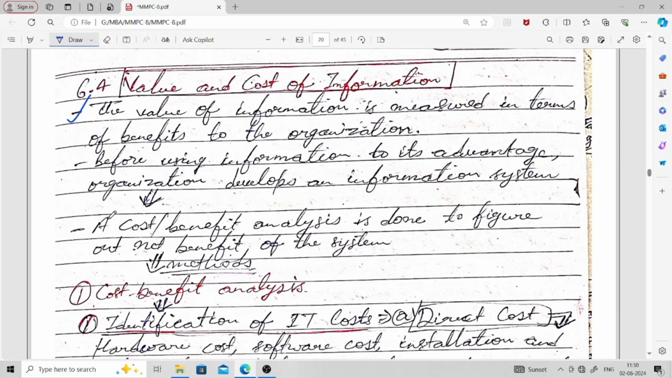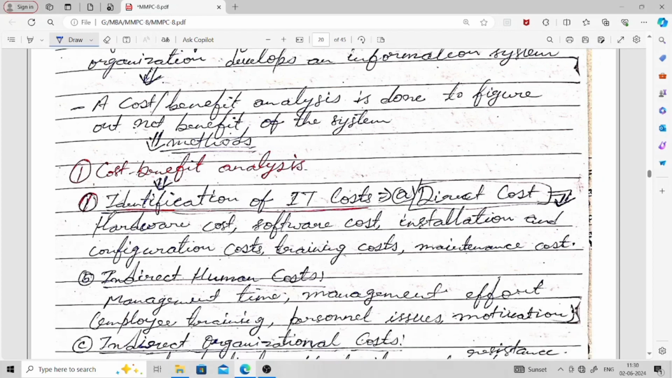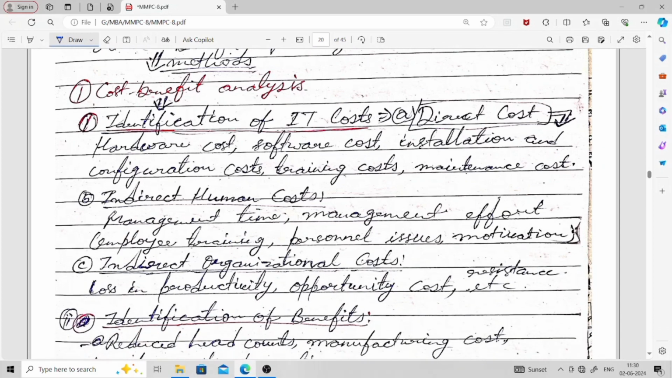Then what are the different methods for analyzing the value of the information? The first one given is the cost benefit analysis, as you can see on your screen. In this cost benefit analysis, the first thing we do is the identification of IT cost. That means what different kinds of costs are involved in an information technology system.